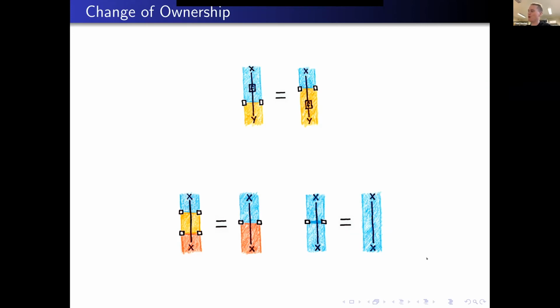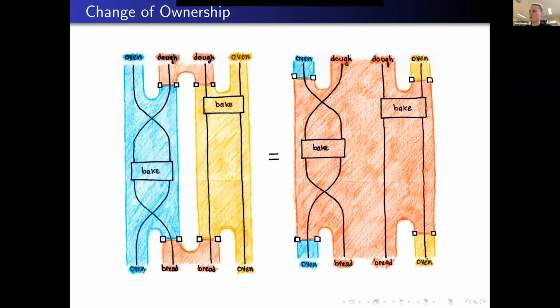That's here, bottom right. And so when we have all these axioms and all these equations, we can both represent and derive things in our equational theory like this. And this is the point of all of this, where we might read this diagram on the left as that transforms an oven belonging to Alice, 2 bits of dough belonging to Carol, and an oven belonging to Bob, into bread belonging to Carol and ovens belonging to Alice and Bob.